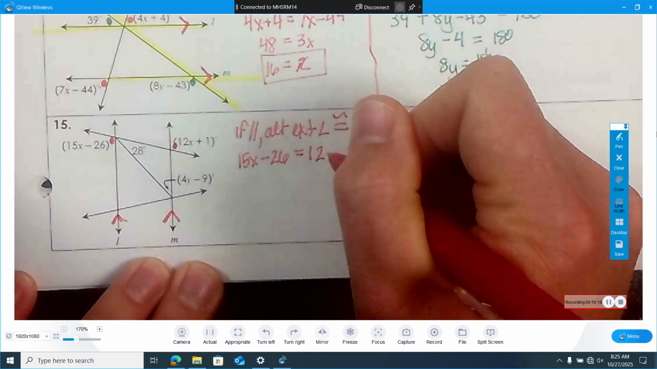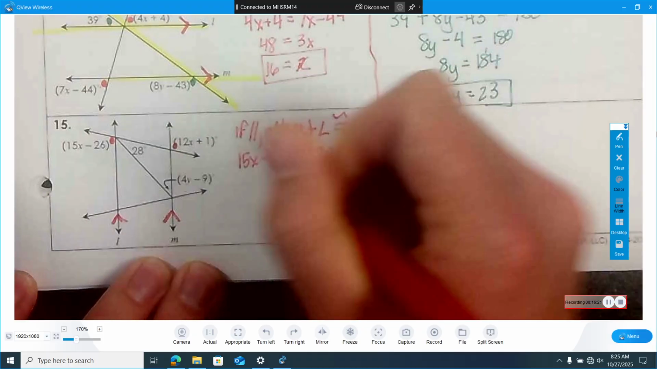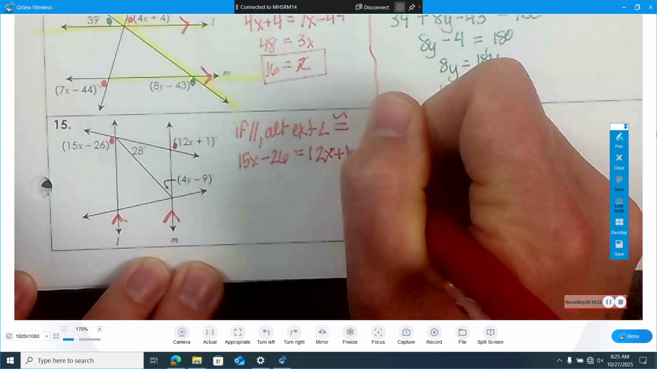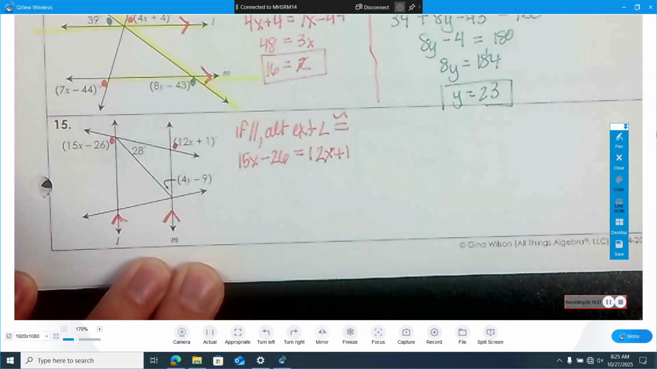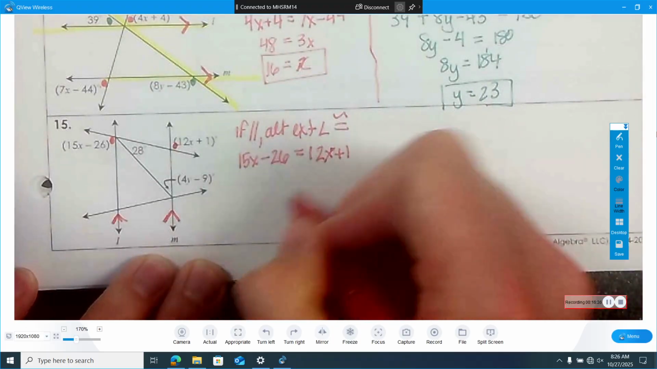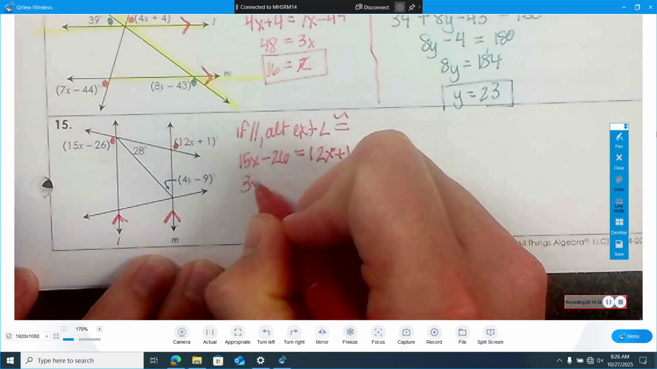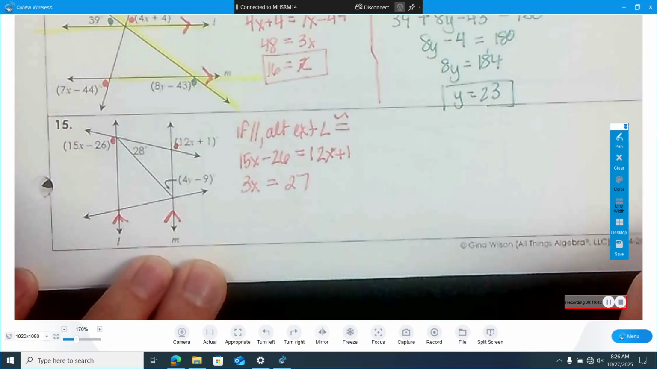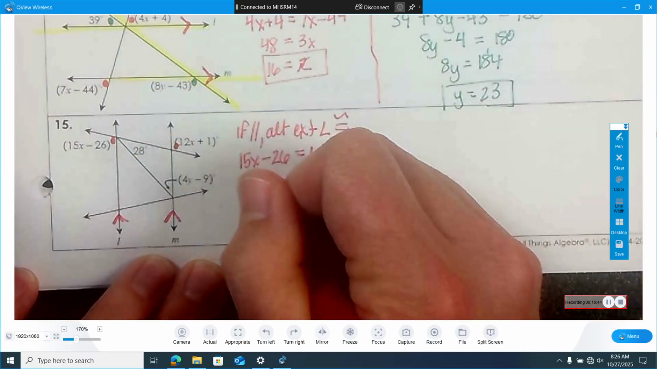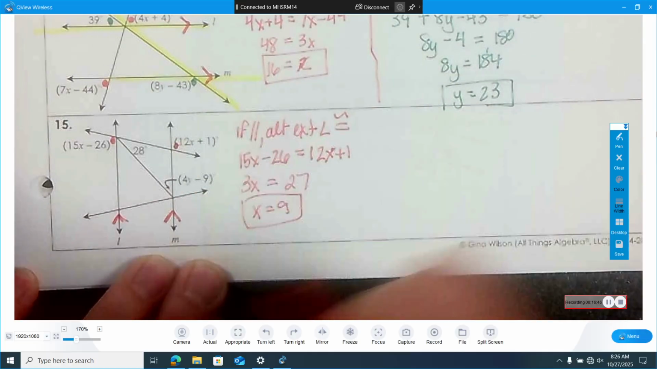12x plus 1. Red dots, yeah. All right, so those are alternate exterior angles with the red dots there. And let's see, I'm going to subtract the 12x, that gives me 3x, and add 26, that gives me 27. And then divide by 3, I get x equals 9. That was nice.